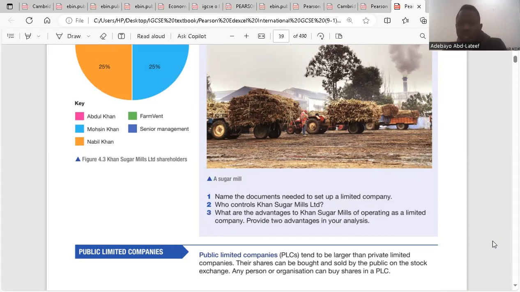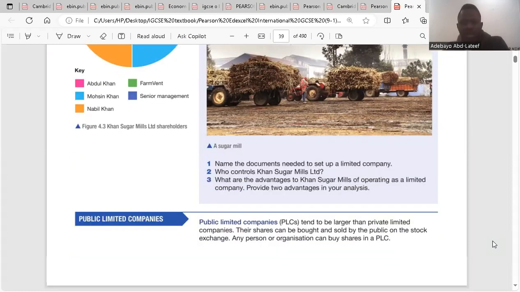Question 2. Who controls Khan Sugar Mills Limited? It is a private limited company and it is controlled by the three brothers. Question 3. What are the advantages to Khan Mills of operating as a limited company? Provide 2 advantages. One advantage is limited liability, so whatever happens to the business does not concern the owners of the business.